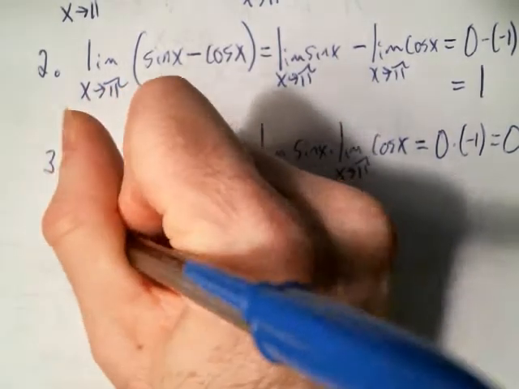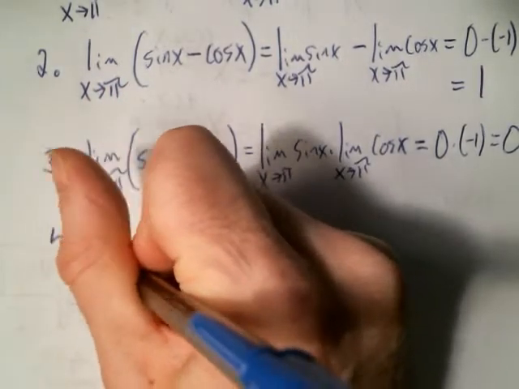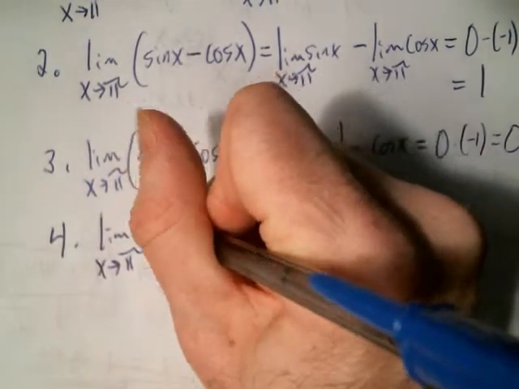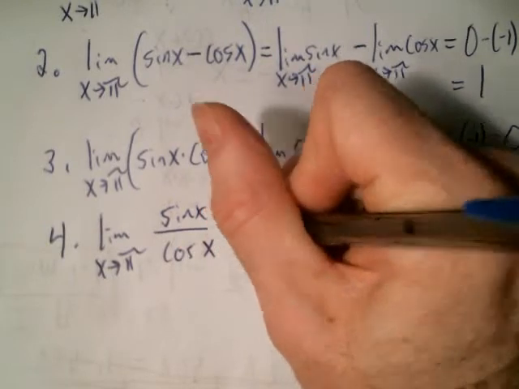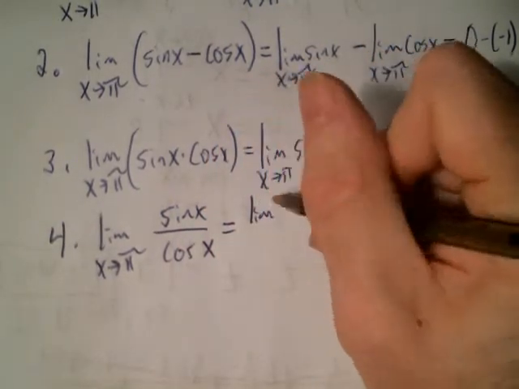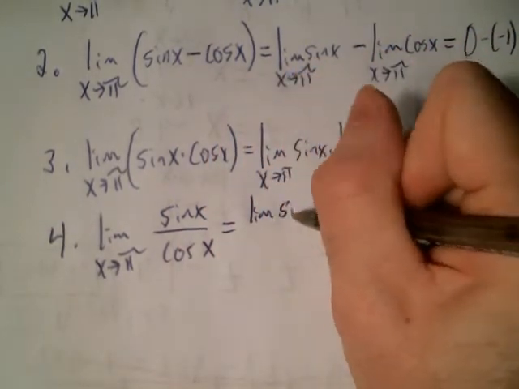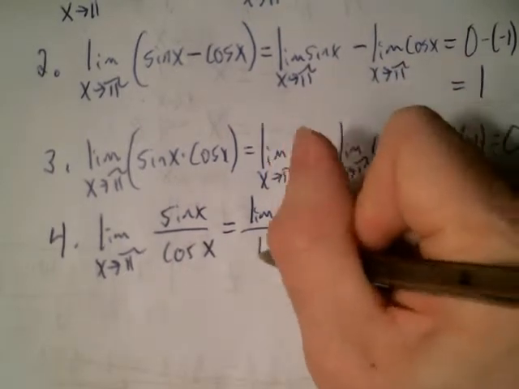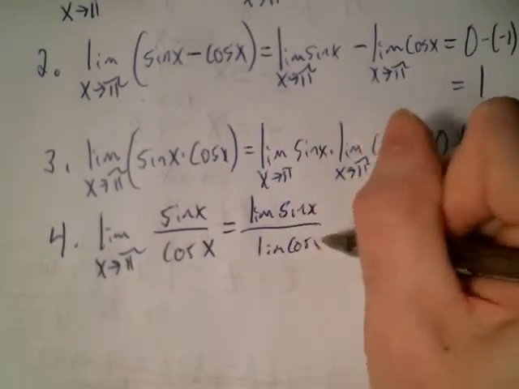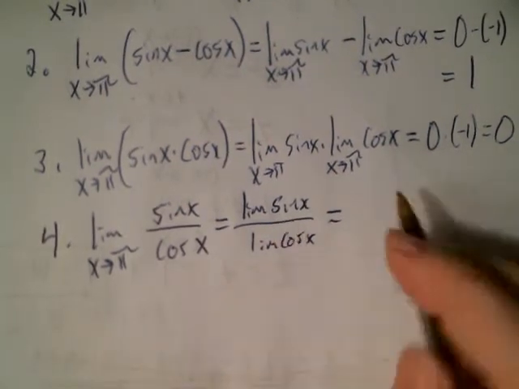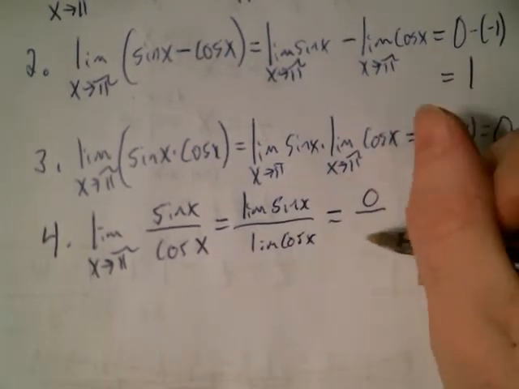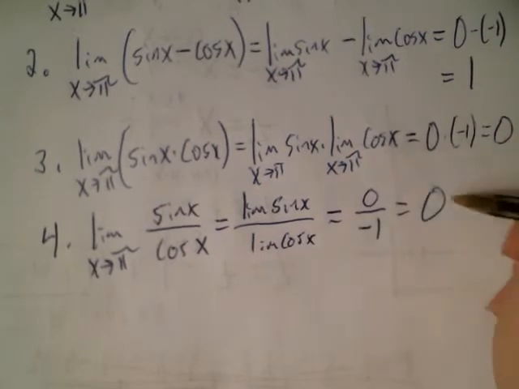Anyways, let's look at the quotient now. The limit as x goes to pi of sine x all over cosine x. And this is equal to the quotient of the limits, right? So the limit of sine x all over the limit of cosine x. In this case, the limit of sine x is 0, cosine x is -1, so that's just 0.